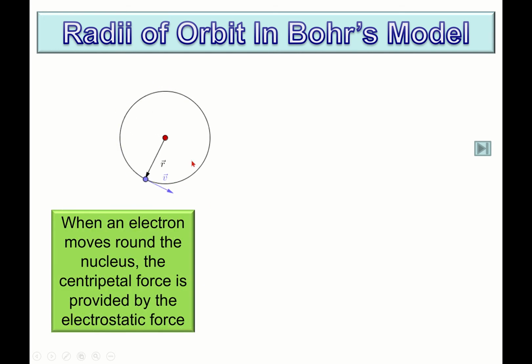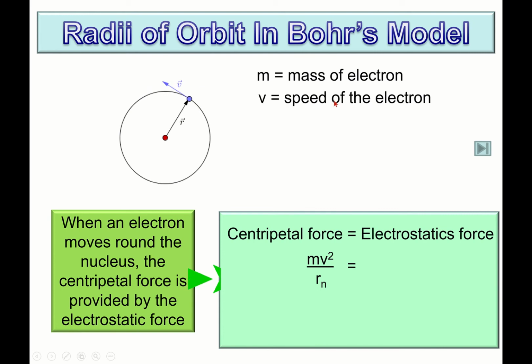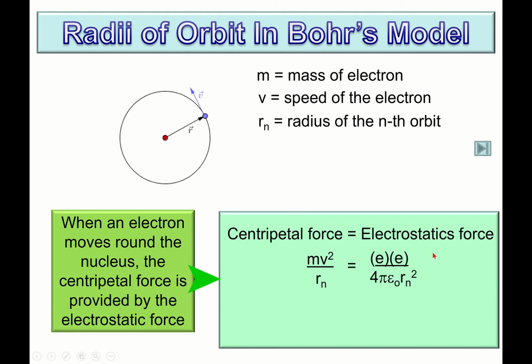When an electron moves around the nucleus, the centripetal force is provided by the electrostatic force. So we can write centripetal force equals electrostatic force. Centripetal force is given by mv squared per r, where m is the mass of the electron, v is the speed of the electron, and r is the radius of the nth orbit. Electrostatic force is given by e times e per 4 pi epsilon naught r_n squared.